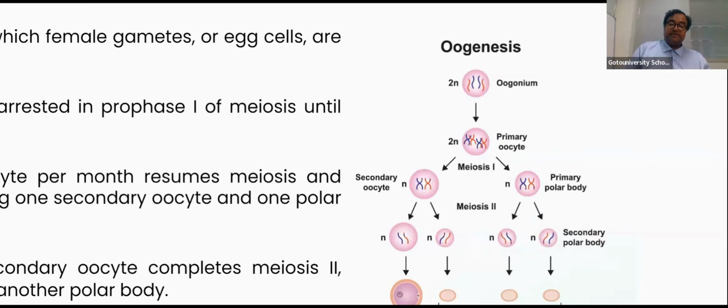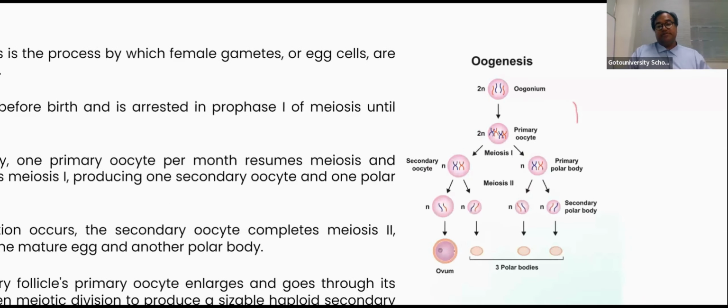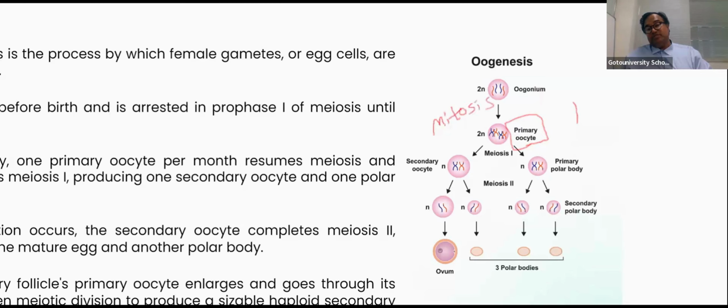Once the egg is synthesized, we observe the fertilization process in the fallopian tube, right? This oogonium or egg mother cell makes the primary oocyte. Primary oocyte is totally different from primary spermatocyte. In this place, mitosis happens. Because of the mitosis, the primary oocyte is formed, and this primary oocyte makes the secondary oocyte and primary polar body because of meiosis 1.